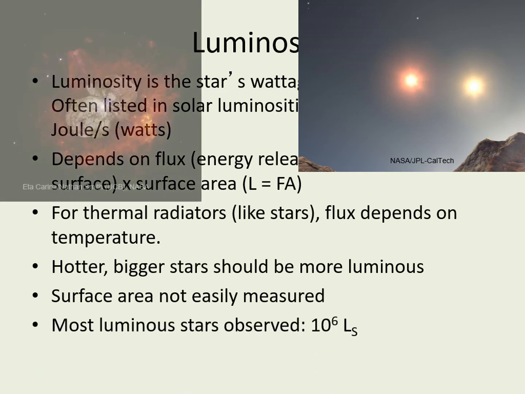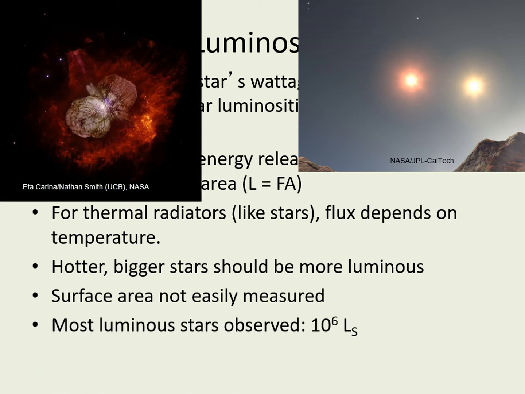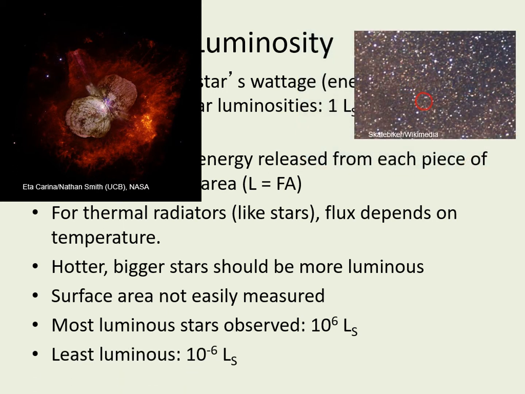The most luminous stars in the sky have about 1 million solar luminosities, like Eta Carinae, shown here. On the other hand, the least luminous stars are 1 million times less luminous than the sun, such as this faint red dwarf star.